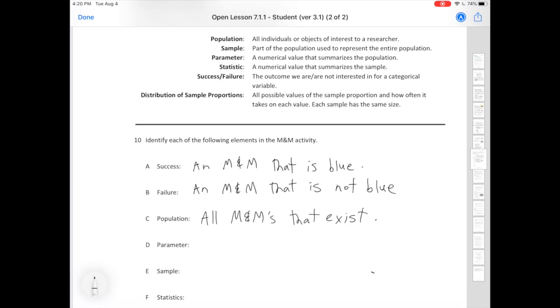Remember, a parameter is the value that summarizes the population. So what we care about here is the proportion of blue M&Ms. The proportion of all M&Ms that exist. And this is the letter P.